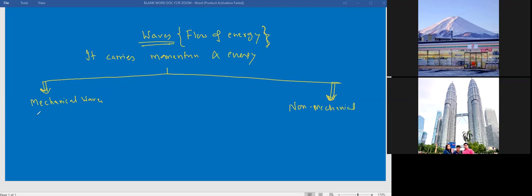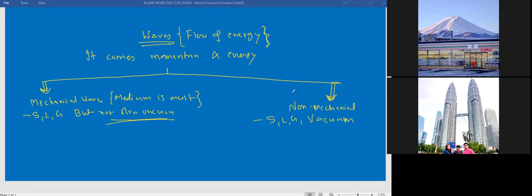The basic difference is that mechanical waves can pass through solid, liquid, and gas, but not through vacuum. It cannot pass through a space where nothing is there. Whereas non-mechanical waves can pass through solid, liquid, gas, and also through vacuum. Mechanical waves require a medium. Always, a medium is a must.